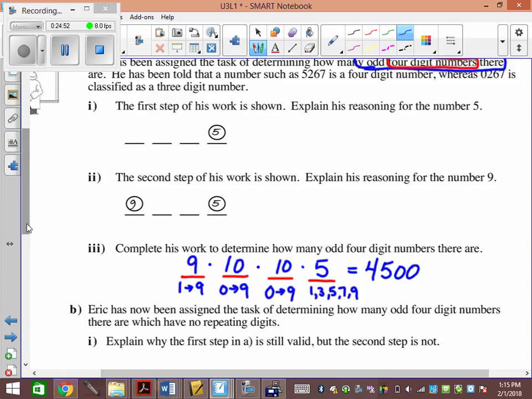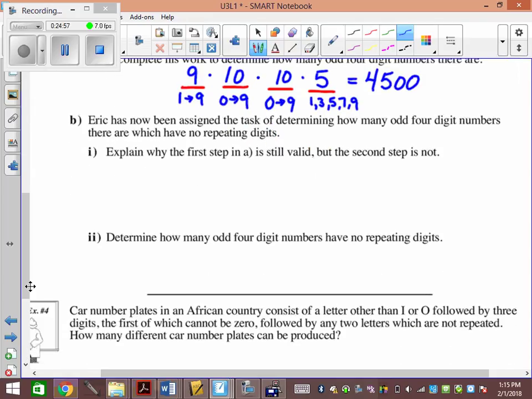B. Here's the twist. Eric has now been assigned the task of determining how many odd 4-digit numbers there are which have no repeating digits. So that's our difference. No repeating digits. Everything else is the same, correct? Same restriction. We can't start with a 0. We have to end in odd numbers, right? The only restriction now is we can't repeat. So you couldn't have 1, 1, 1, 1, right?